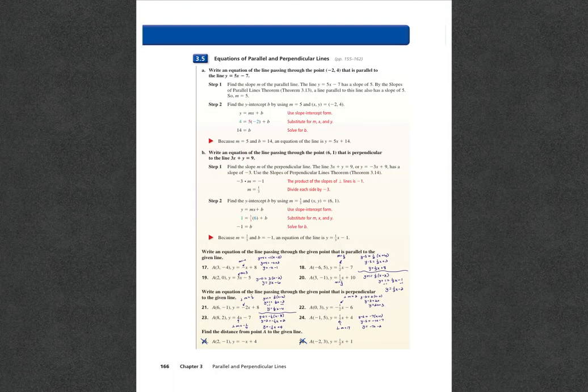All right, any questions on 3.5, which was the equations with the parallel and the perpendicular lines?